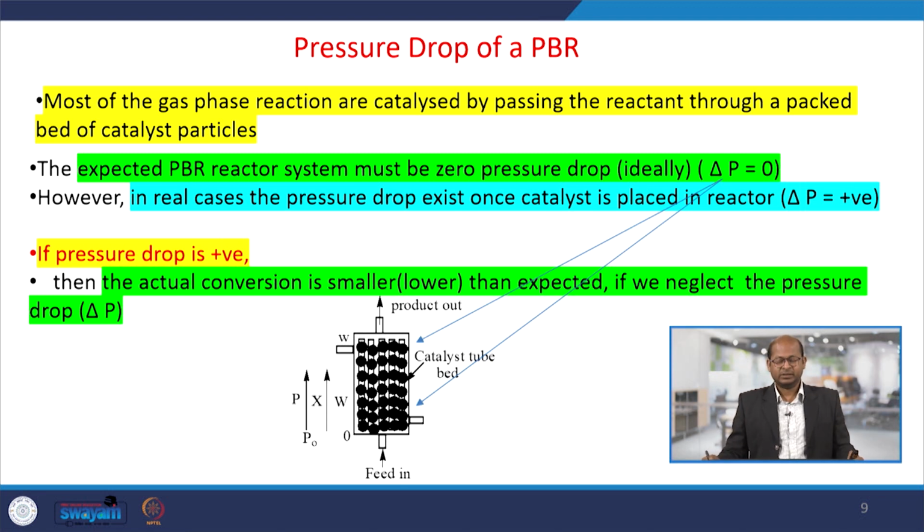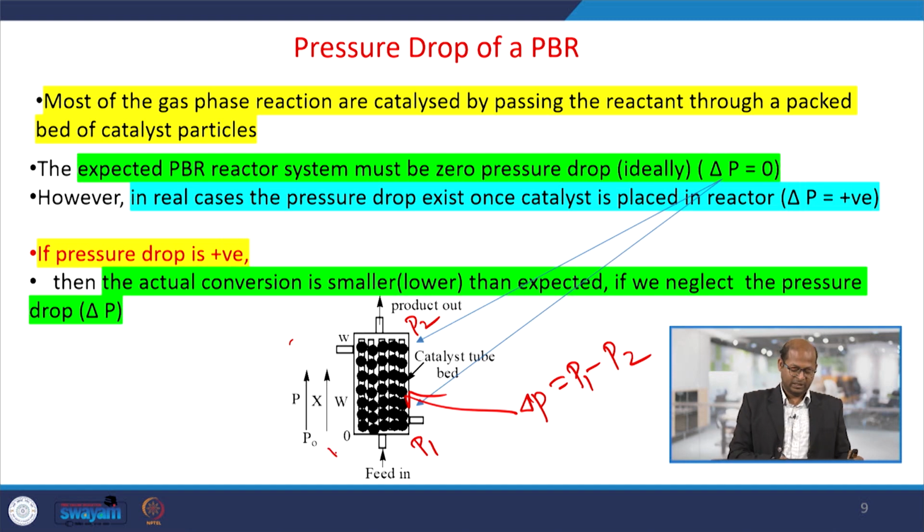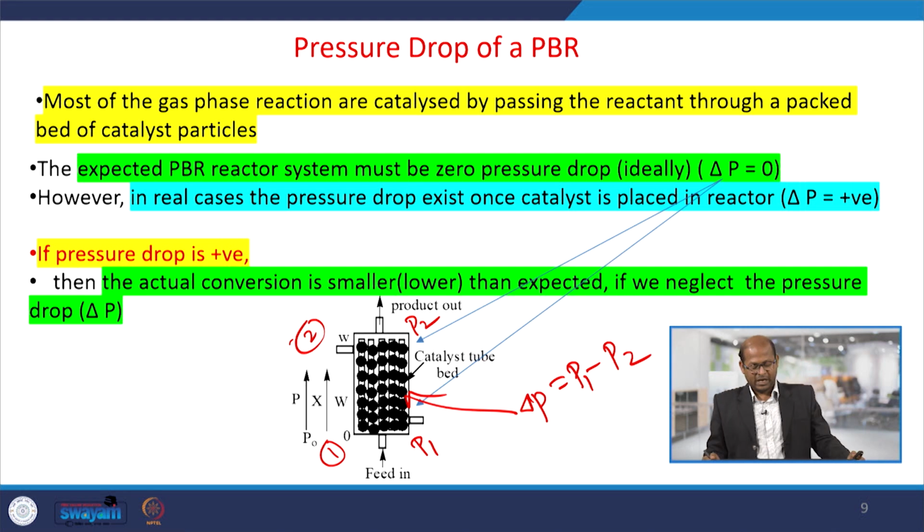So, I said that if heterogeneous solid catalytic reactions are there, a pressure drop would be there inside these beds. Some pressure drop, delta P, would be there. If at point 1 the pressure is P1 and at point 2 it is P2, then that is not expected, meaning some delta P value would be there.